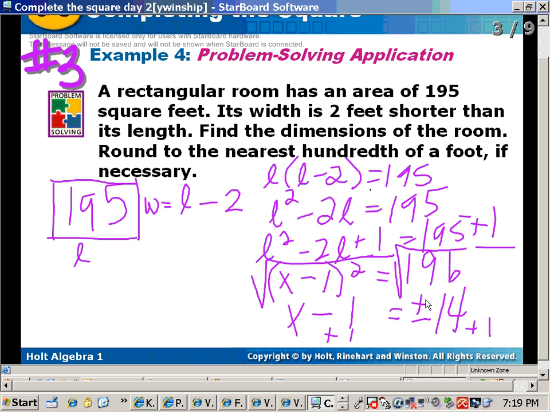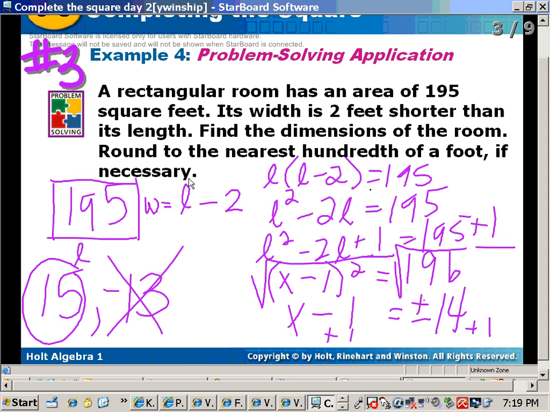So I have positive 14 plus 1, which is 15, and I have negative 14 plus 1, which is negative 13. Now, negative number for length is unreasonable, so I am going to trash this negative 13. Then I take my length, plug it in for length, and 15 minus 2 is positive 13.